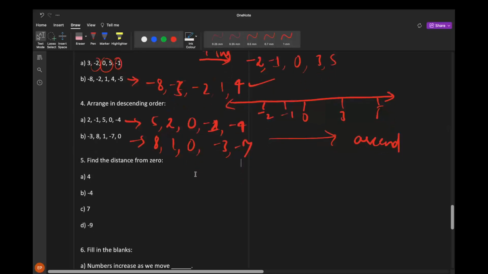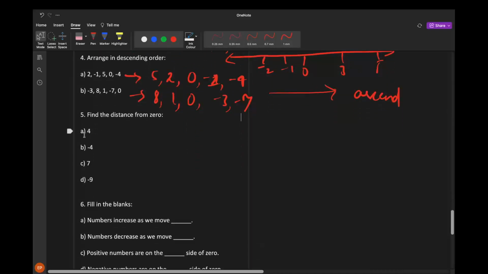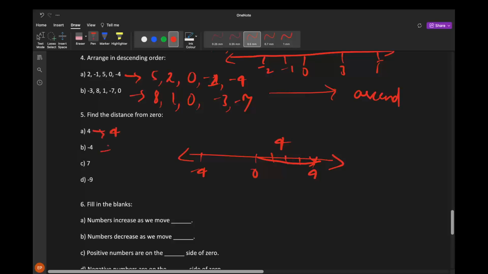This is decreasing order. Find the distance from 0. Distance from 0 means here is 0, right? Somewhere here 4, somewhere here minus 4. From 0 to 4, how much distance? 1, 2, 3, 4. So the distance will be 4. For minus 4 also, 1, 2, 3, 4. The minus only means direction, so it is 4. For 7, 0 to 7, 7. 0 to minus 9, 9.